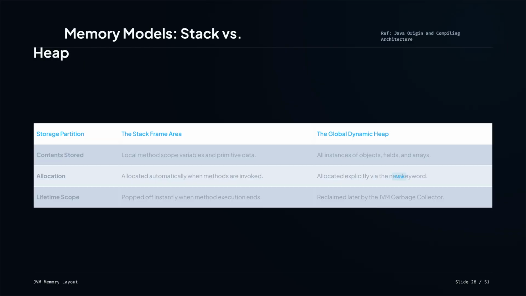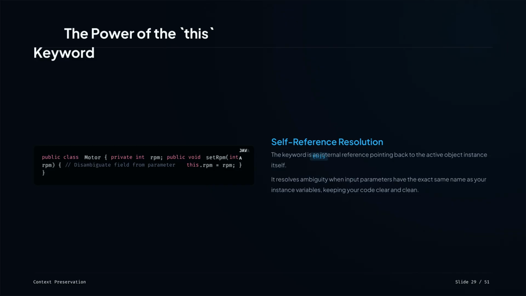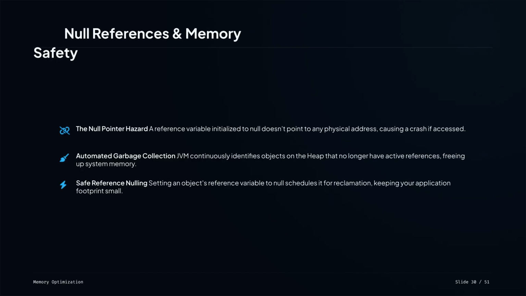Understanding JVM memory is crucial. The stack holds local variables and method call frames, while the heap manages objects. This separation ensures efficient memory management and performance for complex applications. The this keyword is used to reference the current object instance. It is primarily used to disambiguate class fields from parameter names when they share the same identifier, ensuring code clarity. Finally, manage your memory safety carefully. Null references cause crashes if accessed, but the JVM's automated garbage collector cleans up objects with no active references, helping maintain a small memory footprint.